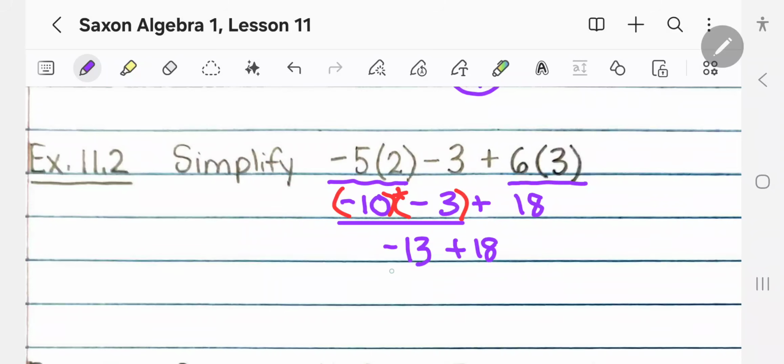Here you're adding things that have different signs, so you subtract their absolute values and get 5, and you keep the sign of the one that had the largest absolute value. So the answer is positive 5.